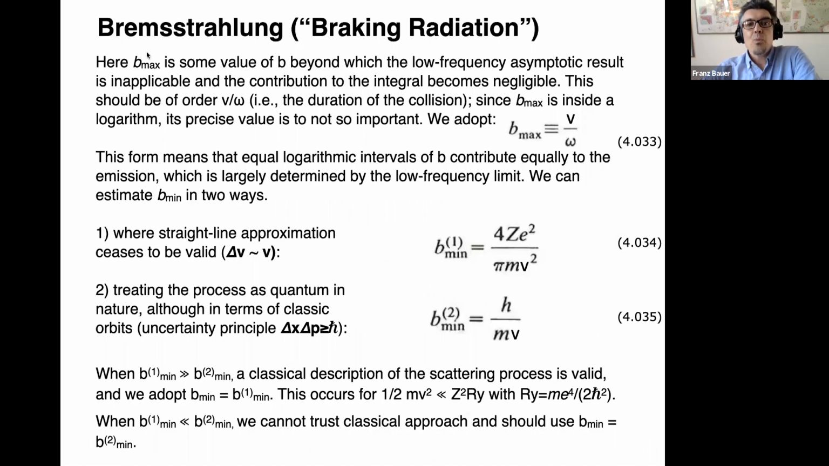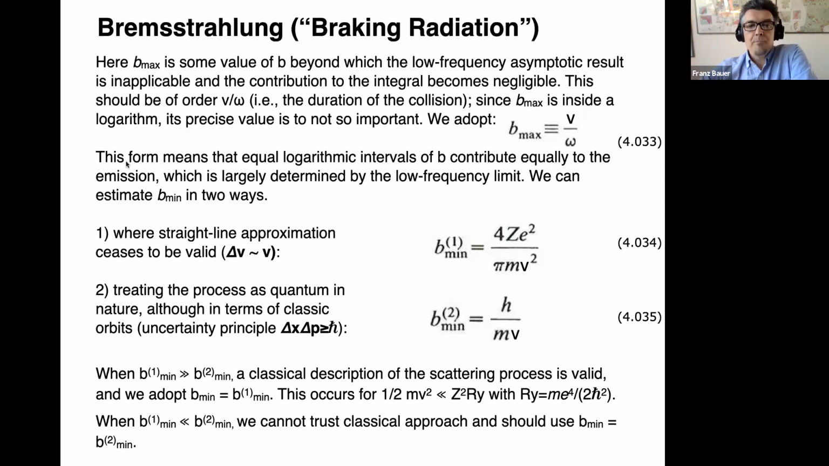Okay, so we can again play the game where we figure, okay, we have some b max, beyond which there's a low frequency asymptotic limit. And so the contribution to the integral becomes negligible. So we don't need to integrate out to infinity, but just to some b max. And that b max comes back to be roughly this collision time, right? Which is related to the velocity and the frequency, the oscillation frequency.